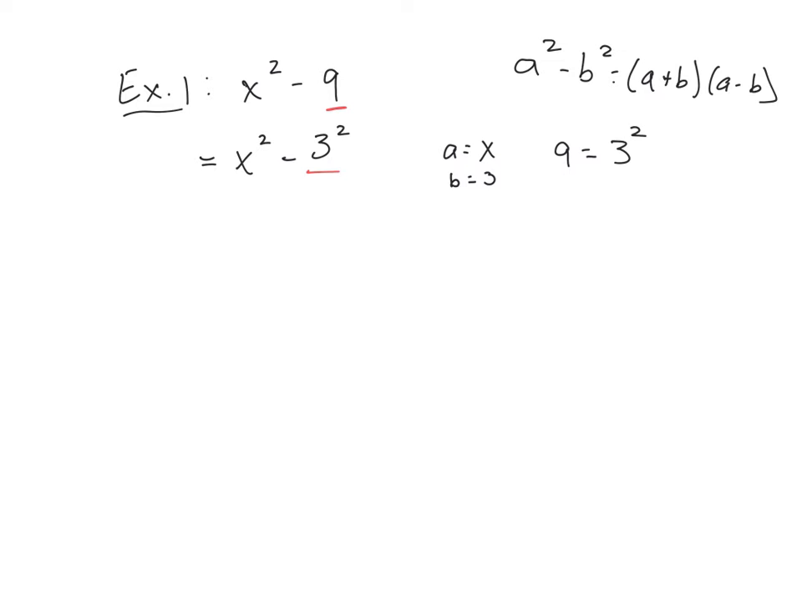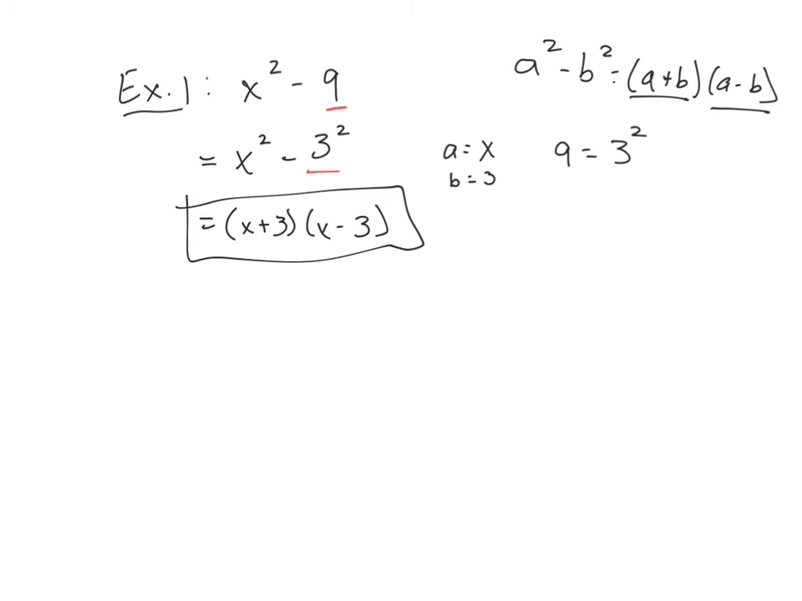So I can rewrite it as a plus b, a minus b. So x plus 3, x minus 3. And these problems go pretty quick because we're just using the rule to rewrite.